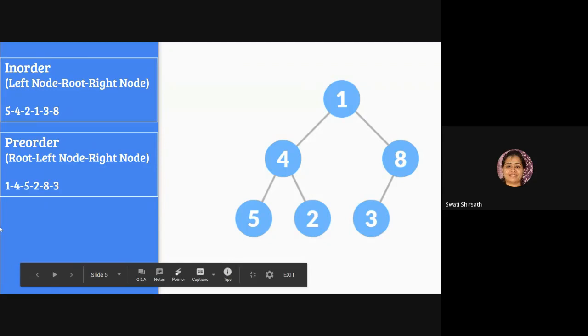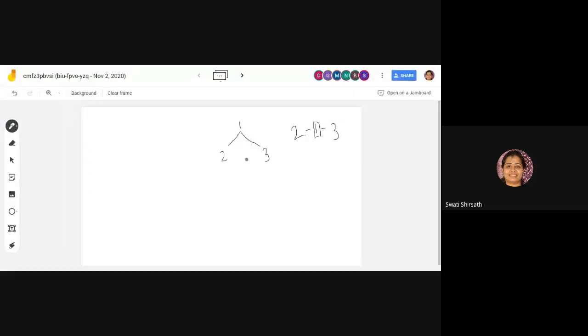Let's see. Now pre-order. So we write 1, then we write 2, then we write 3. Simple it is. See, 1, 2, and we go to 3. This is the way you traverse pre-order. Okay. Also from the pre-order you come to know that.